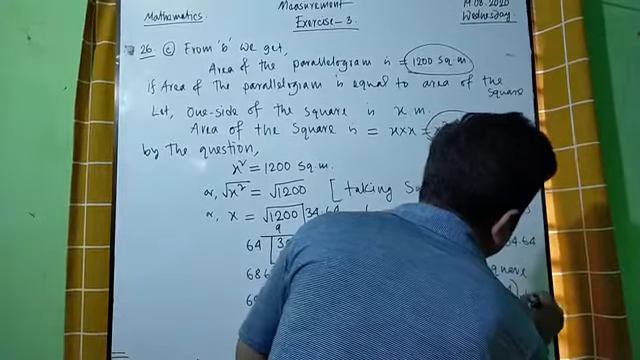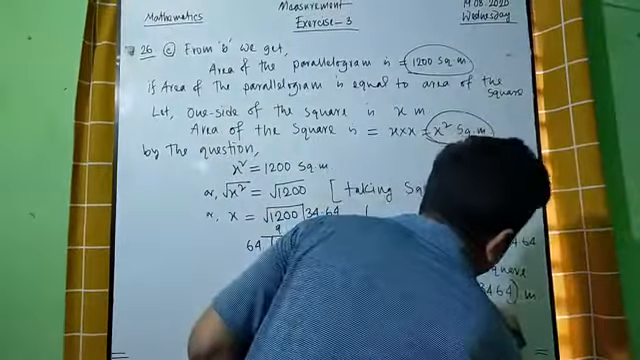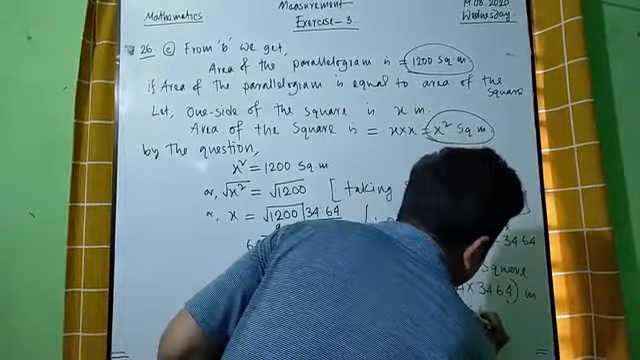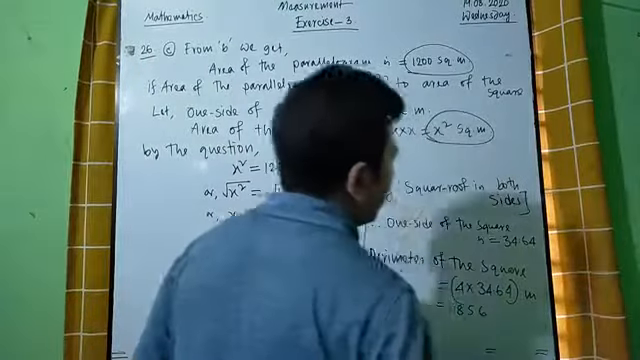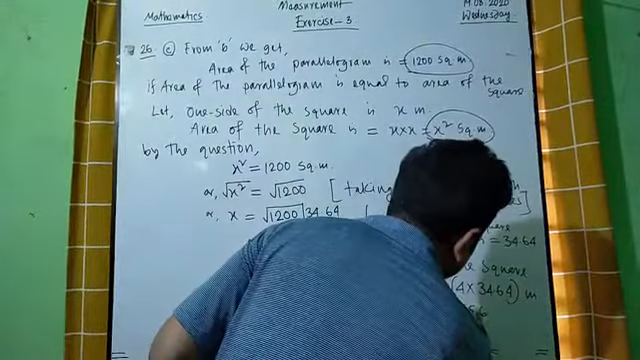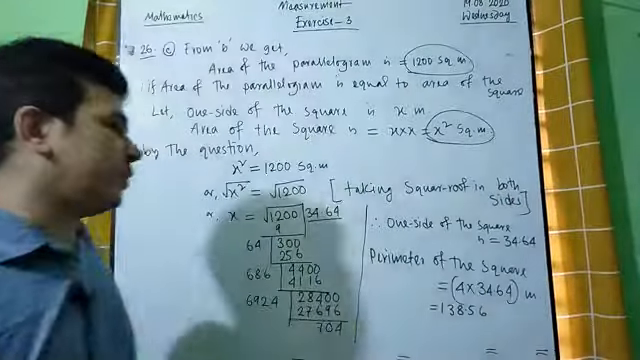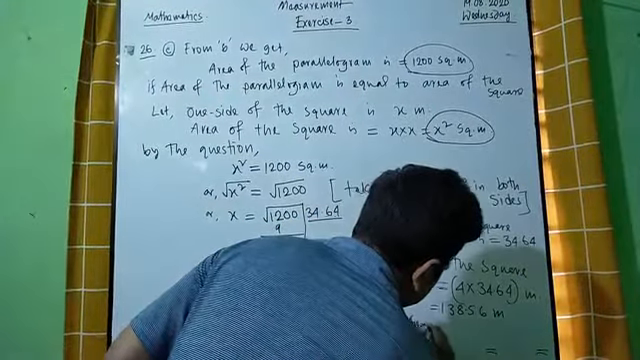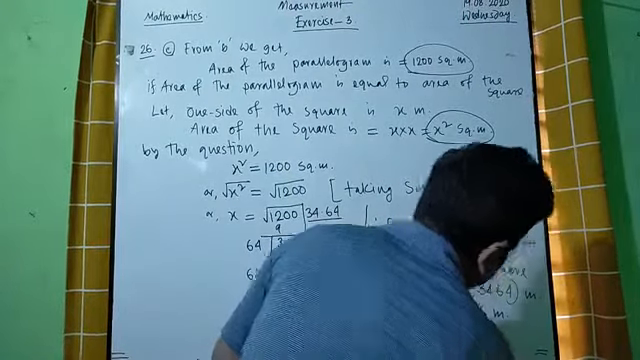34.64 meter. So if we multiply 4, so 4 into 4 is 16. We have 1. 4 times 6 is 24 and 1 is 25. We have 2. 4 times 4 is 16 and 2 is 18. We have 1. 4 times 3 is 12 and 1 is 13. So with 2 positions, 138.56 meter. That is our required answer. Answer is 138.56 meter.